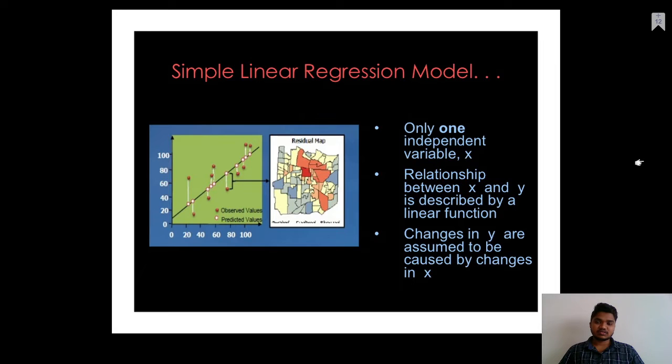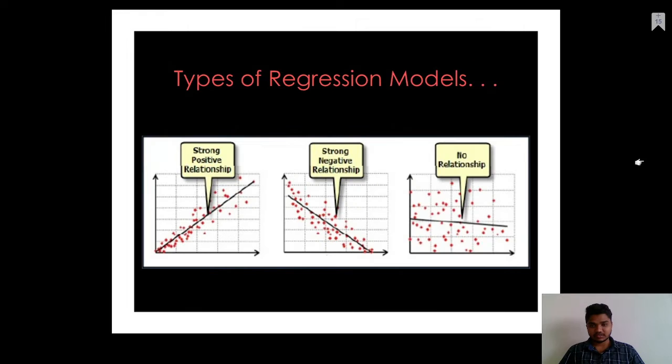The simple linear regression model, as you can see in the figure, is just a straight line, that is, it stands for linear regression. Here we assume that the independent variable is x, and the relationship between x and y is described as a linear function, and the changes in y are assumed to be caused by changes in x. As you can see, all these are linear regression models.